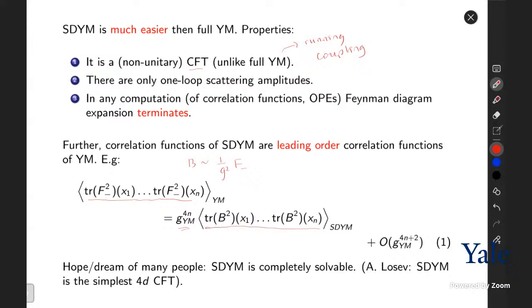Many people have liked to dream that maybe self-dual Yang-Mills is completely solvable. For instance, there's a paper of Losev where he suggests that self-dual Yang-Mills is the simplest non-trivial 4D CFT. I think I would more or less agree with that.